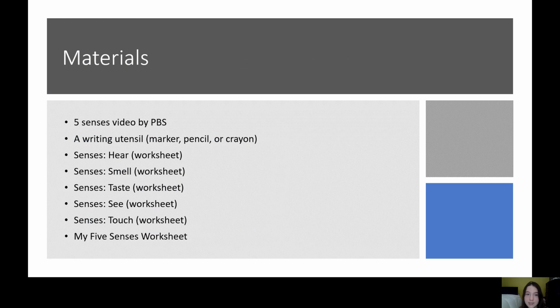The materials you'll need is the Five Senses video by PBS, a writing utensil of some sort. There are five worksheets, each one focusing on a different sense. And then there's a final worksheet which includes all of the senses.